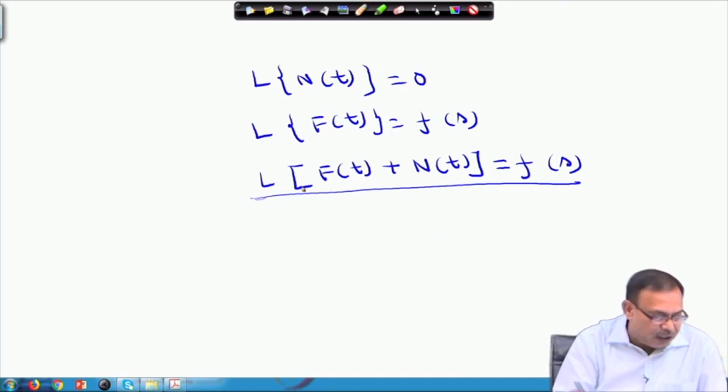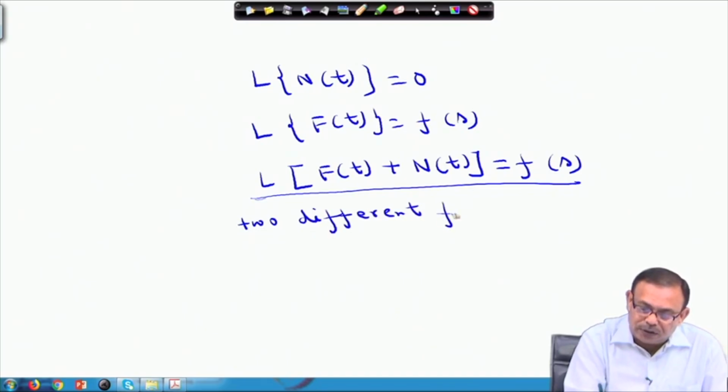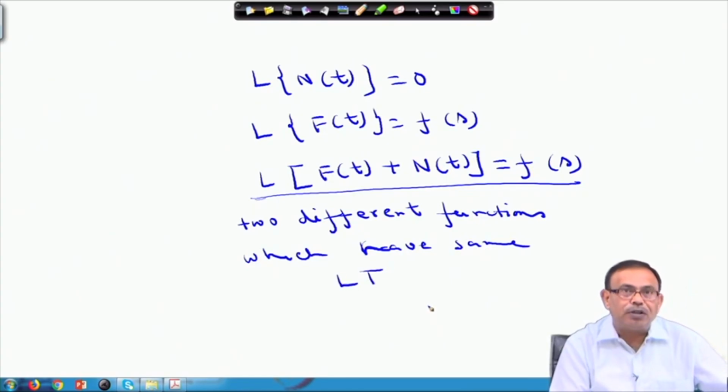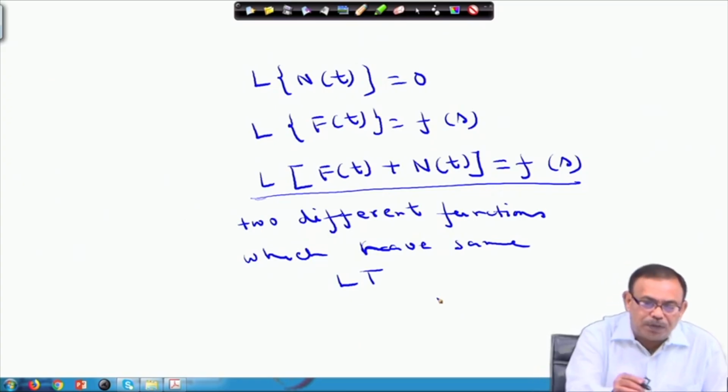The meaning of this line is you may have two different functions, right? You may have two different functions which have the same Laplace transform. Please note this one, that there may be two different functions which have the same Laplace transform.